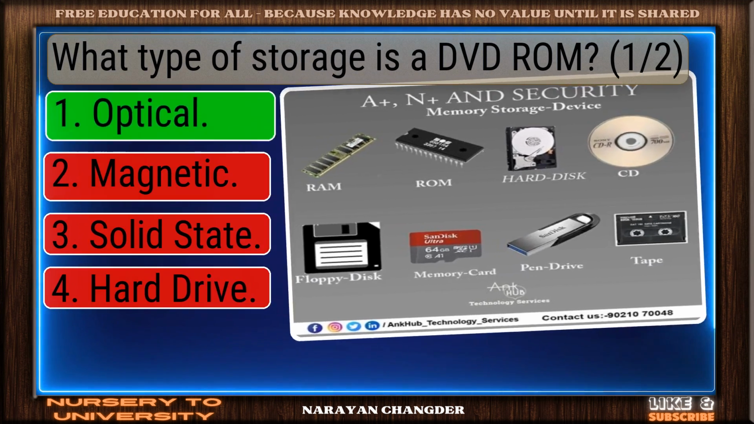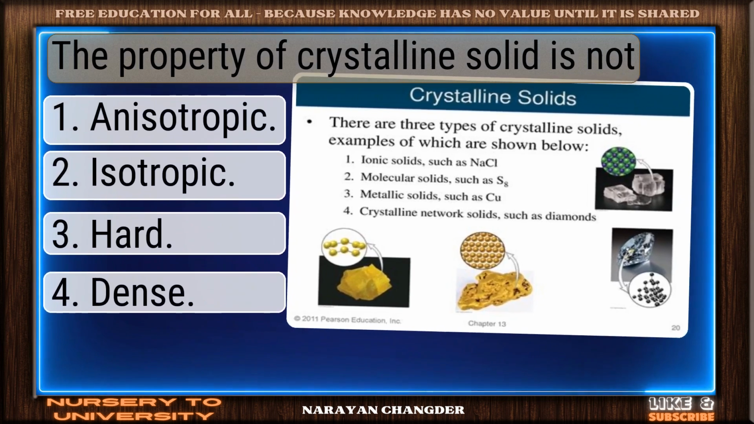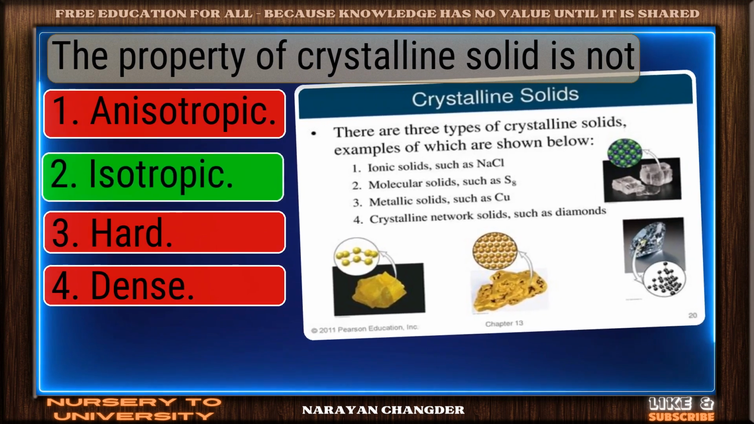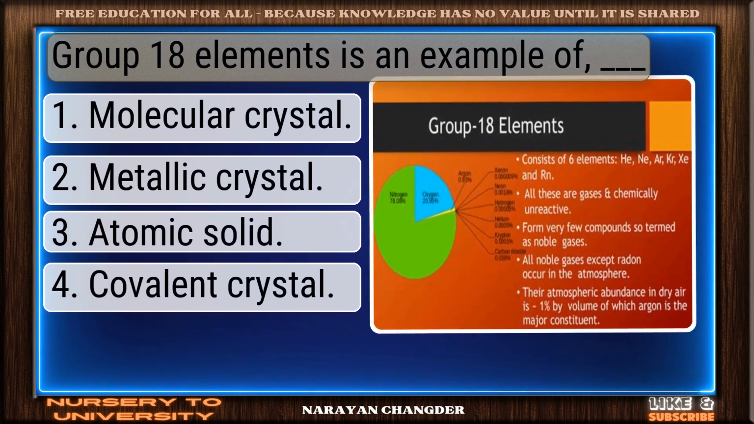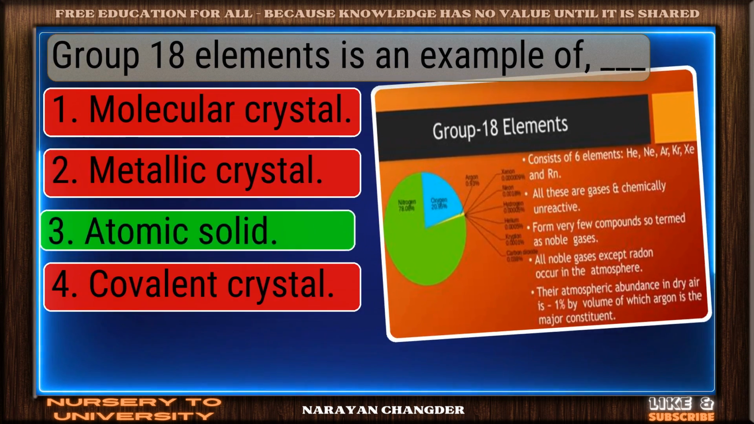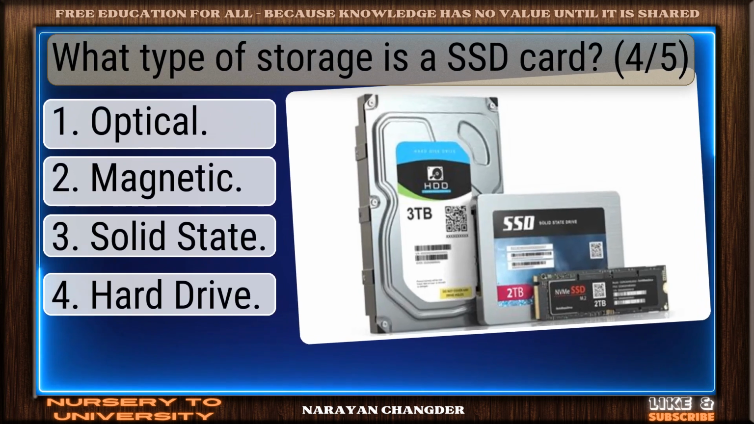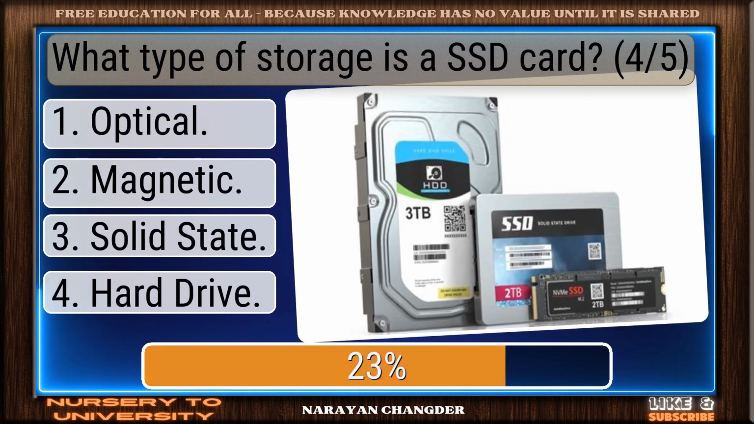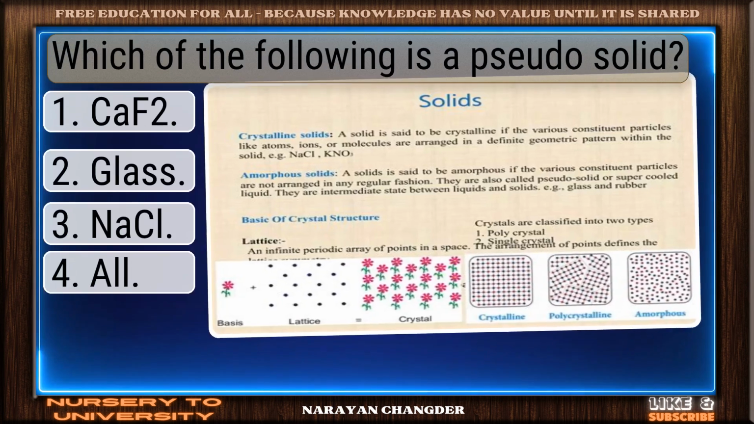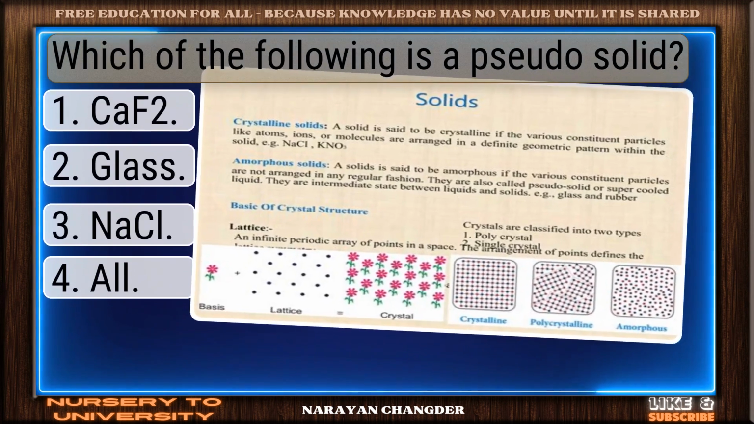Red optical. The property of crystalline solid is not. Anisotropic. Group 18 elements is an example of dash. Thoughtful answer, atomic solid. What type of storage is a CES card? Accurate answer, solid state. Which of the following is a pseudo-solid?